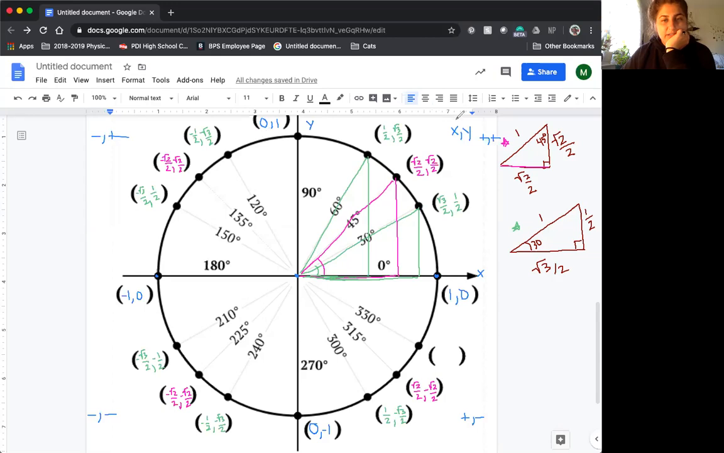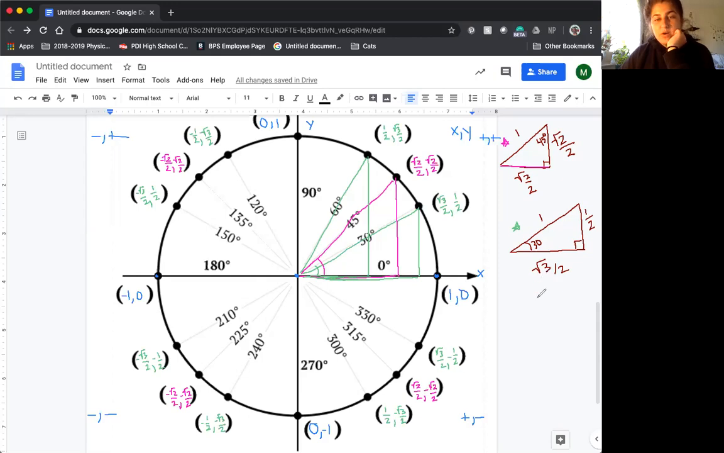And finally, our last point, again, x is positive, y is negative. So this turns into root 3 over 2, comma, negative 1/2. You can see that these two special triangles really just fill in all of these points. The unit circle is solely based off of these special triangles.